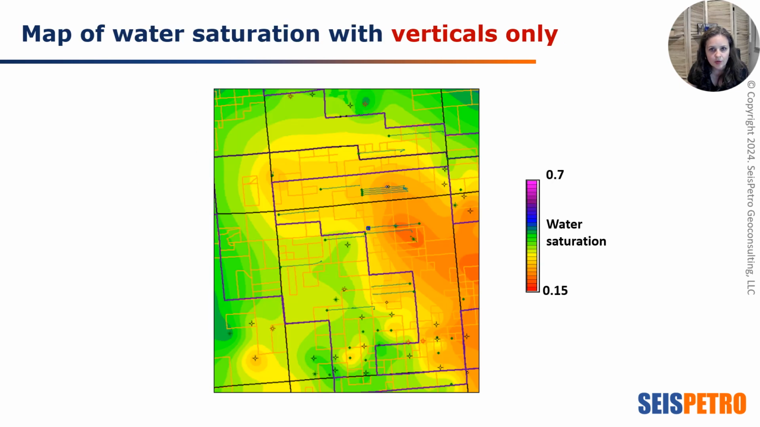Here's an example of the effect of adding the horizontal data in the map. In this map, we have the water saturation map using only the vertical data. The warm colors correspond to lower water saturation, while the cooler colors correspond to high water saturation. It's kind of hard to see, but you have all these points that are the vertical well data, and we have some horizontal wells here, which are not used in the map currently.